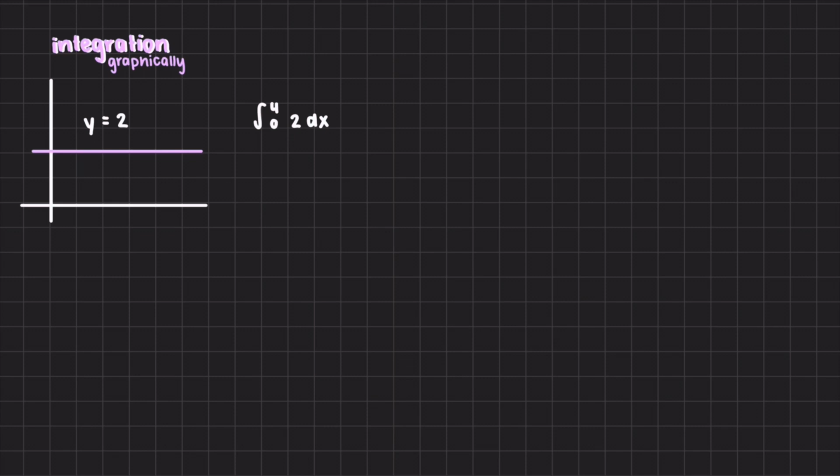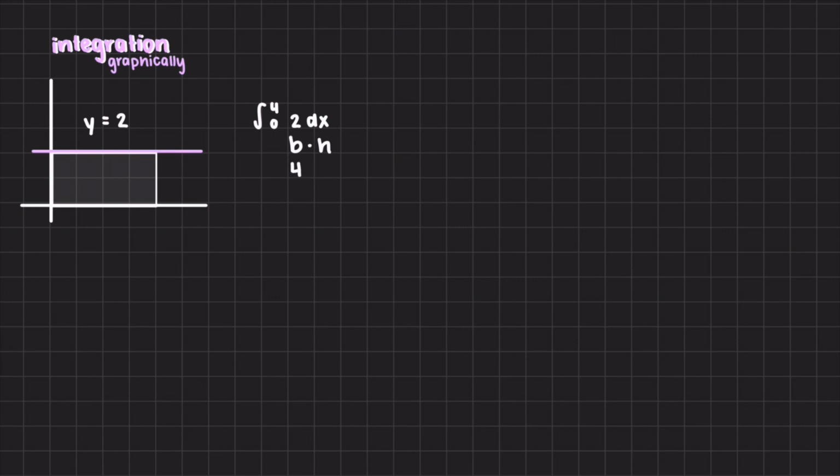Okay, so this time we're integrating 2. So y is equal to 2 looks like this graph right here. And we're doing it from 0 to 4. So that means we're trying to solve for this area of the graph because it's from 0 to 4. And we're just taking the area that's underneath this function.